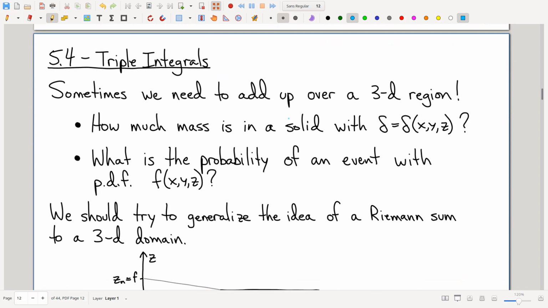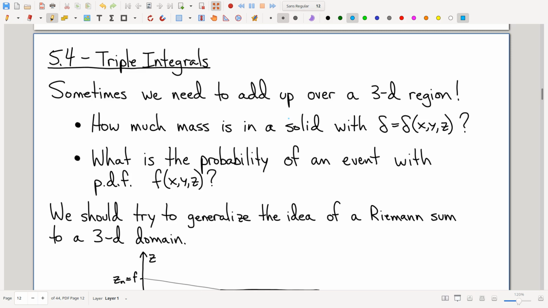You can probably see this coming. Single variable integral, we're looking at a one-dimensional interval that we chop up into pieces. Why? Lots of reasons. There's a bunch of quantities that accumulate over intervals.